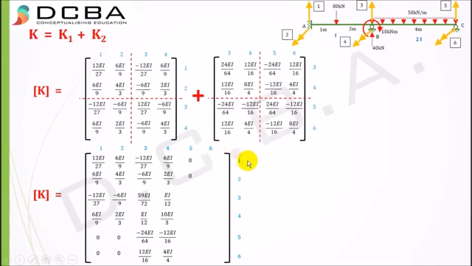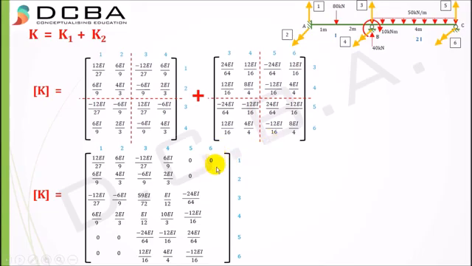Again, first row, fifth column, there is no element, as first row, fifth column, therefore it is 0. Second row, fifth column is also no element, hence it is 0. Third row, fifth column is present only in matrix 2. Third row, fifth column, minus 24 EI by 64. Fourth row, fifth column, minus 12 EI by 16. Fifth row, fifth column, 24 EI by 64. Sixth row, fifth column, minus 12 EI by 16.